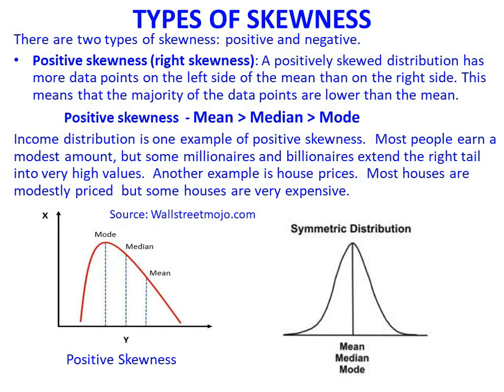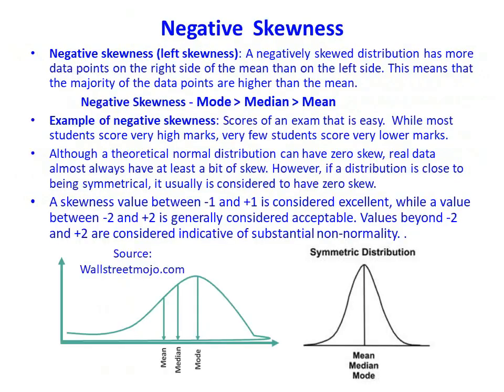Most houses are modestly priced, but some of the houses are very expensive. Negative skewness or left skewness. A negatively skewed distribution has more data points on the right side of the mean than on the left side. This means that the majority of the data points are higher than the mean.